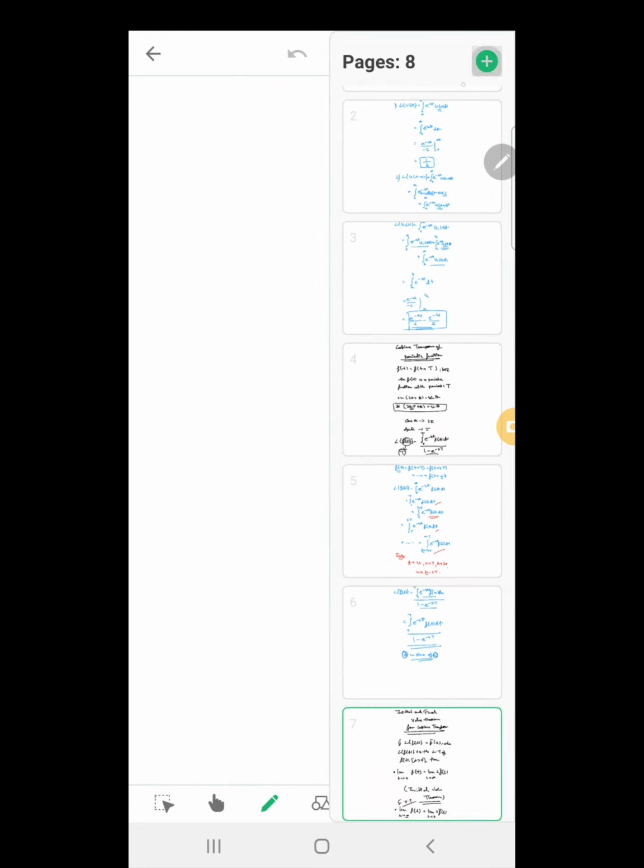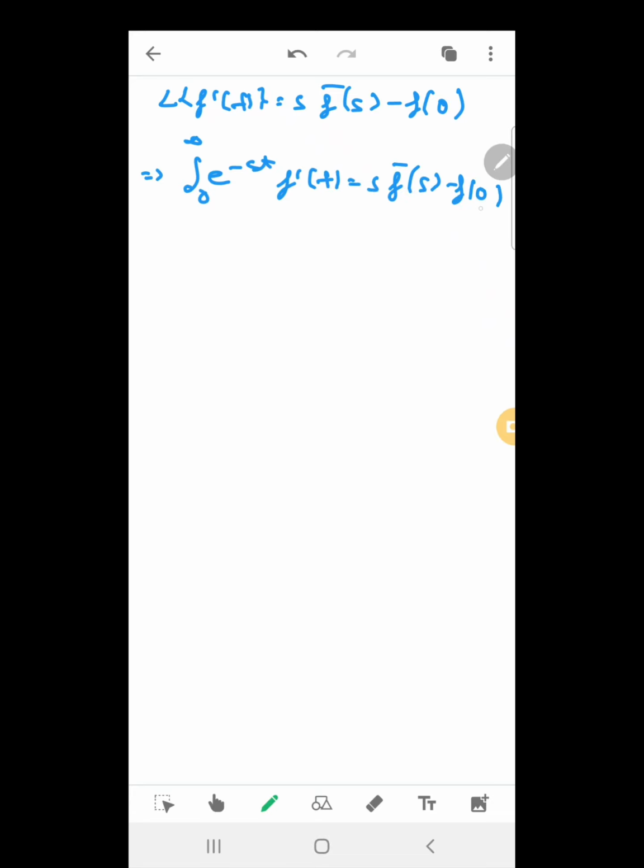Let's check the proof of each of them. Let's start with the initial value theorem. We know L of f'(t) equals s f bar(s) minus f(0). Clear? From here we can write the integration from 0 to infinity of e to the power minus st f'(t) equals s times f bar(s) minus f(0). Now we place the limit s tends to infinity on both sides, so the limit as s tends to infinity of the integral from 0 to infinity of e to the power minus st f'(t) equals the limit as s tends to infinity of s f bar(s) minus f(0).